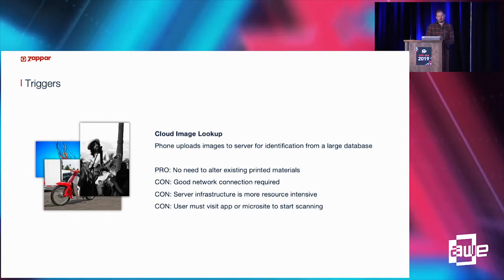There are a number of considerations, however. A good low latency network connection is needed to make this feel really smooth, much more so than code scanning, which we can do entirely client-side on the device. The server infrastructure for supporting this is more resource intensive, since it has to run computer vision on the images that the phone sends. And again, the user must launch an app or a microsite to start scanning.